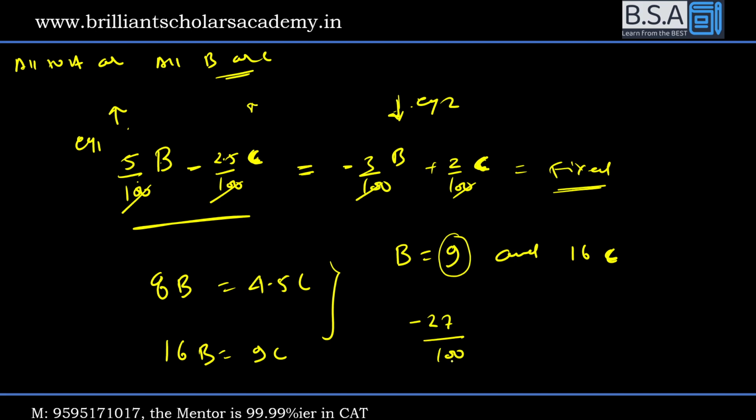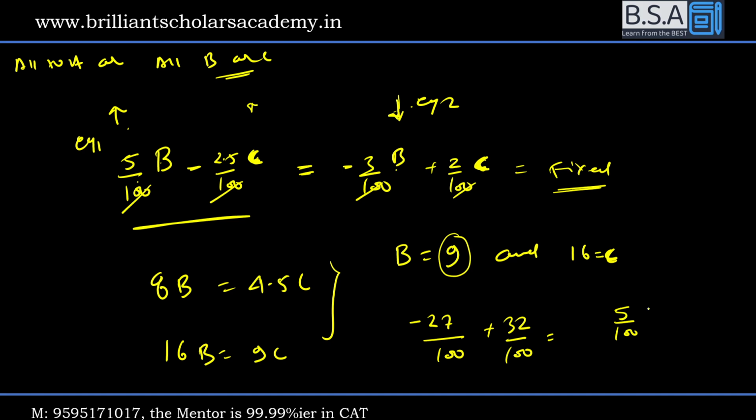9 rupees, I've put it here. C is 16 rupees. If I put it here, can I say I will have 32 upon 100? So how much have I got? 5 by 100. Think very carefully. Is 5 upon 100 the money or the percentage? This is rupees or percentage?